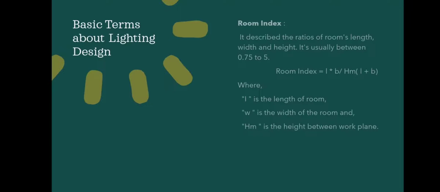Here we can see basic terms about lighting design. Room index describes the ratio of the room's length, width and height. It's usually between 0.75 and 5. Room index is equal to L into W divided by (L plus W) into HM, where L is the length of the room, W is the width of the room and HM is the height between the work plane and the luminaire.